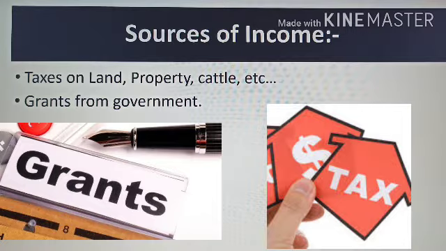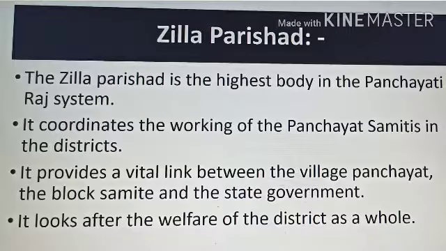Okay, now finally we will move to the main level of the Panchayati Raj, that is the Zilla Parishad. So Zilla Parishad is the highest body in the Panchayati Raj system. It coordinates the working of the Panchayat Samitis in the districts. Okay, all the Panchayat Samitis together it will be handling. So how many Panchayat Samitis will be there under the Zilla Parishad? It will have 4 to 10 Panchayat Samitis in each district. Okay, so one Zilla Parishad will be coordinating with the 4 to 10 block Samitis or Panchayat Samitis.